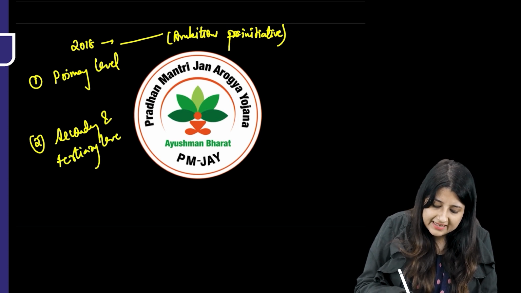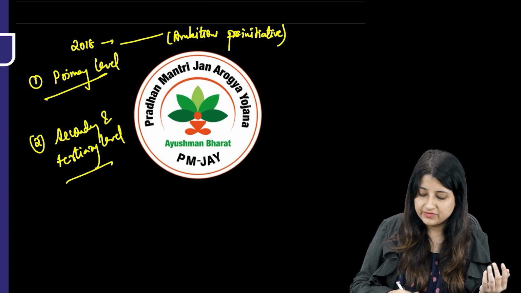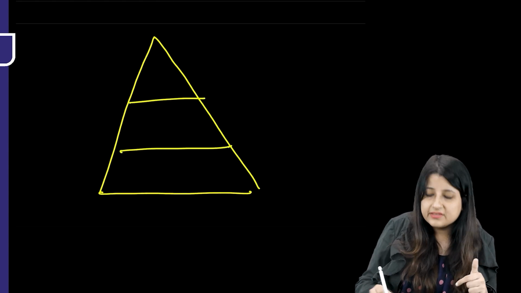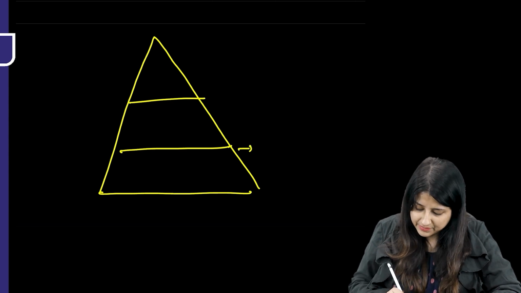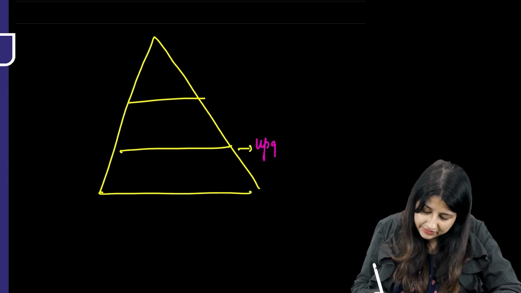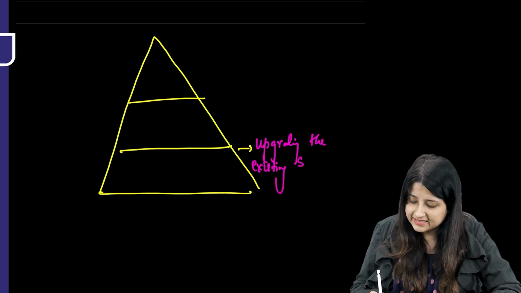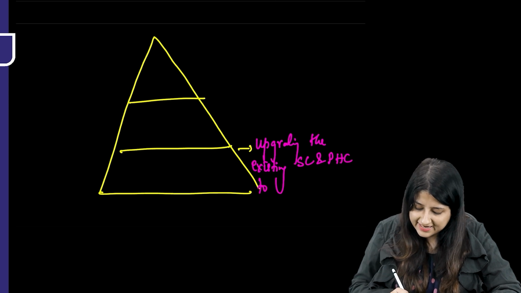So when we are catering to primary, secondary and tertiary level, how are we achieving this? Let me quickly draw something for you. We are catering to all three levels. At the primary level, under this initiative, what is being done? We are upgrading the existing sub-centers and primary health centers to HWC.